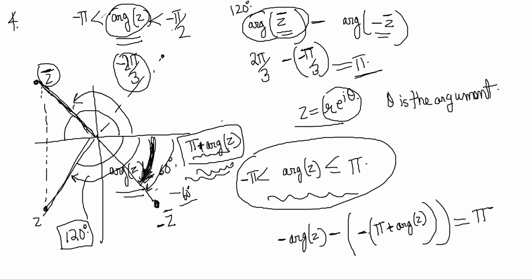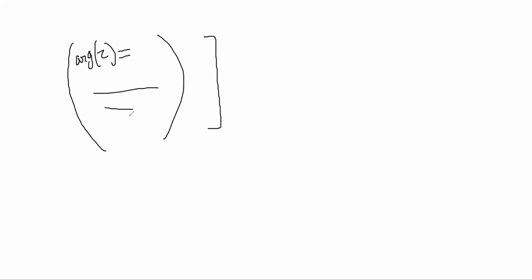So don't try to memorize this ever. They might give you in the book the argument of z as minus theta, or minus pi plus something, if it is in the third quadrant, or if it is in the fourth quadrant. Don't try to memorize that, because there is a high chance of making mistakes then.